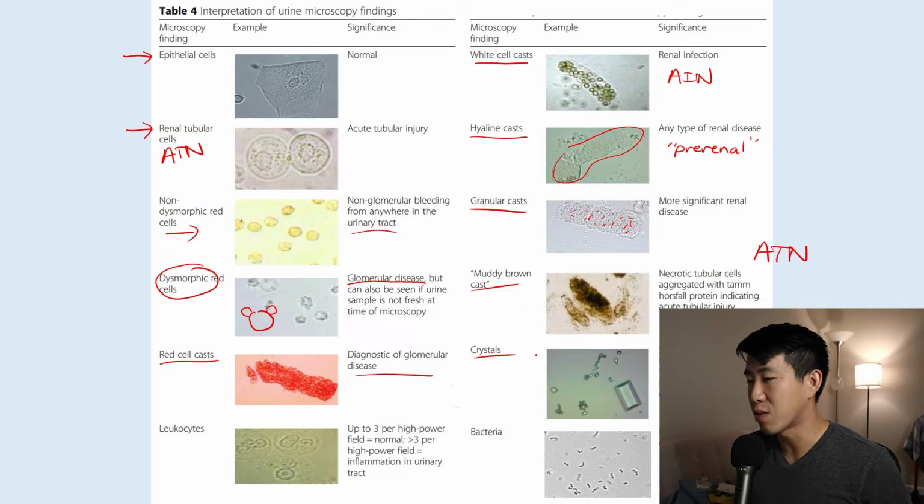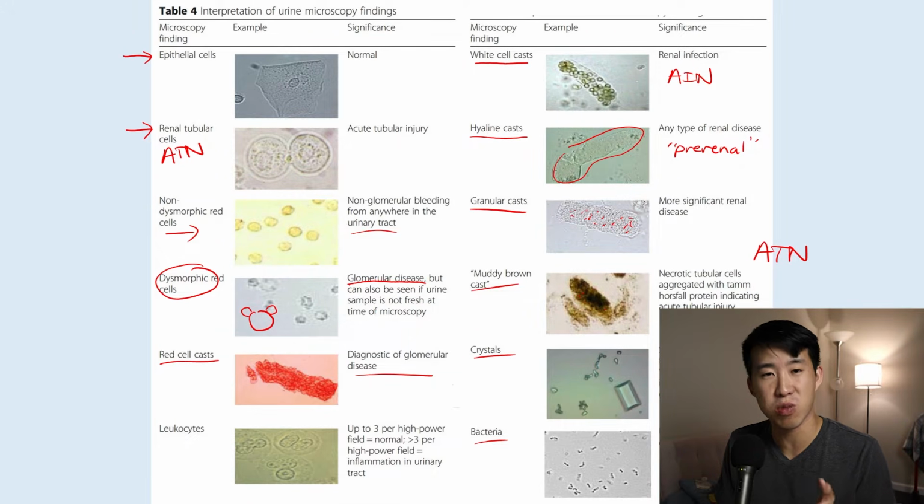And then finally, you may see some crystals, bacteria. These are some other things that you may see on urine microscopy as well. So this is why urine microscopy is really the liquid biopsy, because it can give you so much detail and really help you narrow down the diagnosis a lot, just with a very simple procedure.